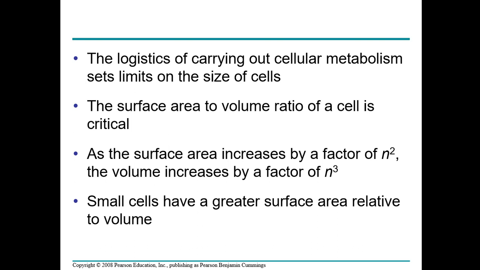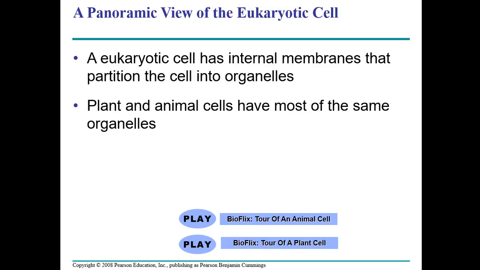The logistics of carrying out cell metabolism sets limits on the size of cell. So, let's skip this one. Hindi natin siya pag-usapan. Okay, so the eukaryotic cell has internal membranes that partition the cell into organelles. Plant and animal cells have most of the same organelles, but merong pagkakaiba, di ba? Ang plant, merong cell wall, chloroplast, ang animal wala.